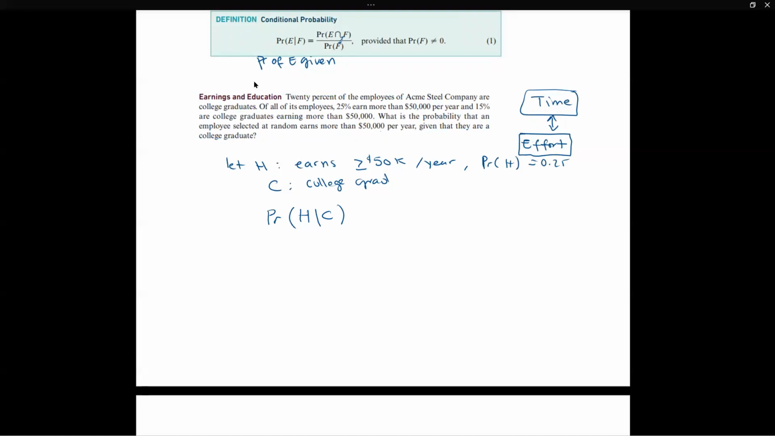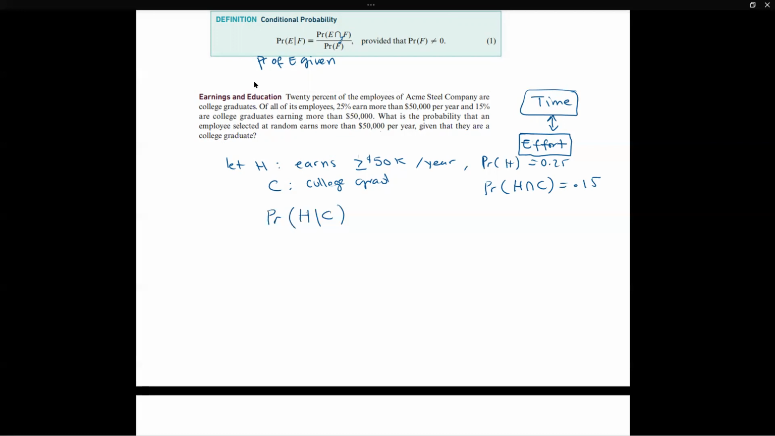And this other one is the intersection. 15% are college grads earning more than 50%, so the two. So the probability of the intersection is 0.15. All right.